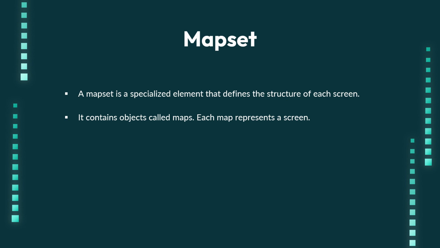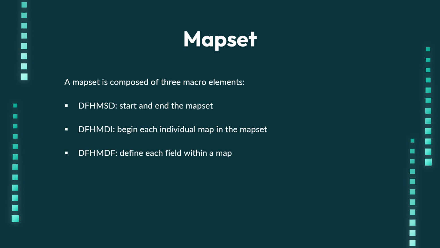It contains objects called maps. Each map represents a screen. When coding a mapset, you will use three macro elements. The first is DFHMSD, which is the macro to start and end the mapset. The second is DFHMDI, which is the macro to begin each individual map in a mapset. And the third is DFHMDF, which is the macro to define each field within a map.